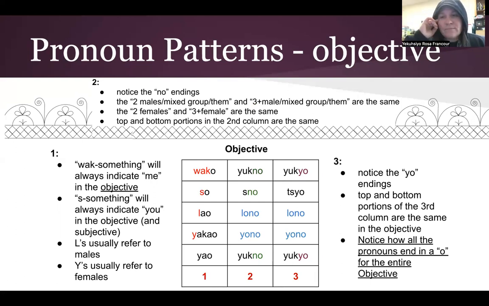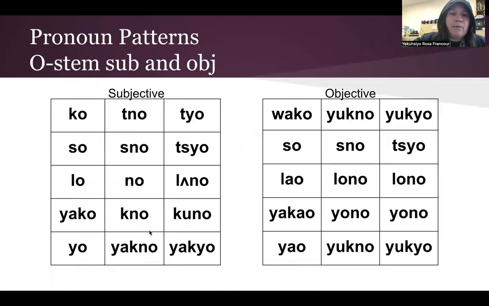Also, this isn't like a pattern, but it's just something to be aware of. Notice him, her, and an older she or it. They all have this AO, lao, yagao, yao. That's kind of a unique thing only to the O stem objective. So just FYI. Oops, sorry, I went too fast.